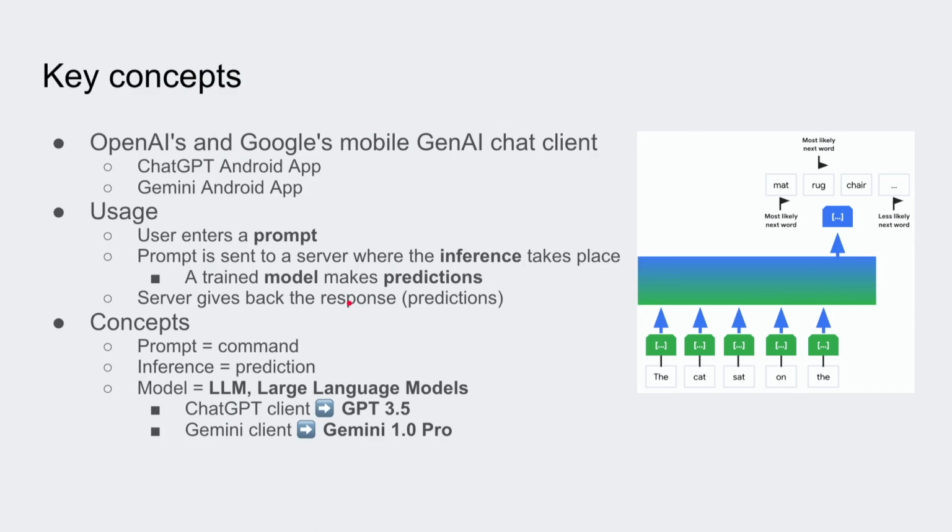The model the system works with is called an LLM, for large language model. Emphasis on the large, because those models were trained on really, really big public data sets. On the ChatGPT client for regular users right now, the model that is running is GPT 3.5. On the Gemini client, it is Gemini 1.0 Pro.